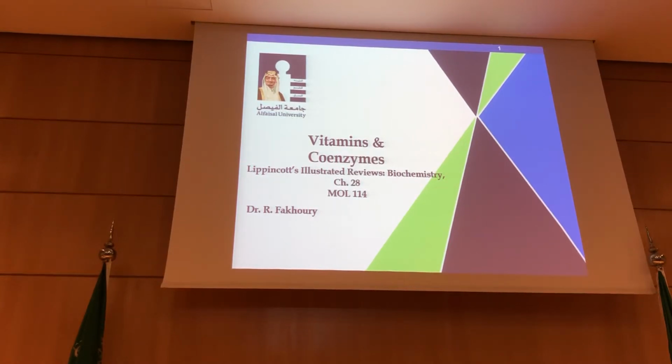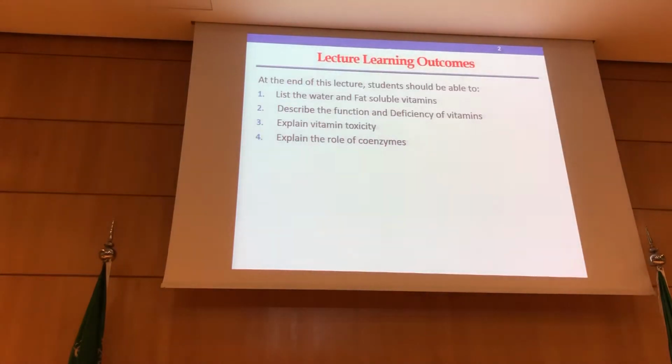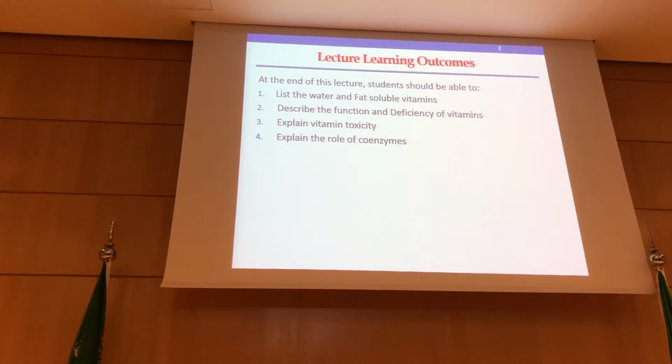Okay, so let's start. Today we talk about vitamins and coenzymes. The objective of the lecture today is to list the water and fat-soluble vitamins, describe the function of and the deficiency of the vitamins, and explain what are the vitamins that may cause toxicity when they are taken overdose. And we need to talk about the role of coenzymes, because some of the coenzymes are derived from vitamins, so we'll talk about their importance.